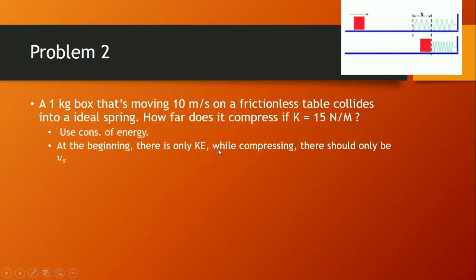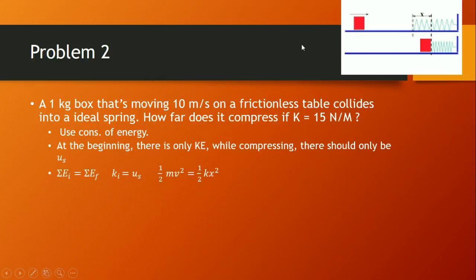So only kinetic energy at the beginning, and then at the end the box is stopped and the spring is fully compressed as far as it can go. Sorry about that. So the box stopped moving, the spring is compressed, and the box is still on the ground. So no kinetic, no potential because it's on the ground. It's only potential energy of a spring. So those are your two types of energies.